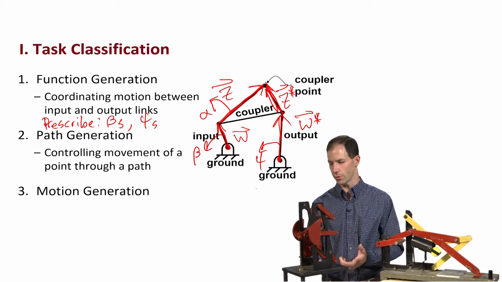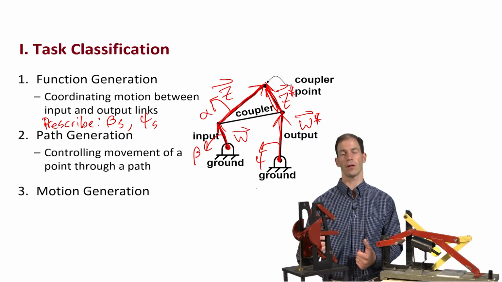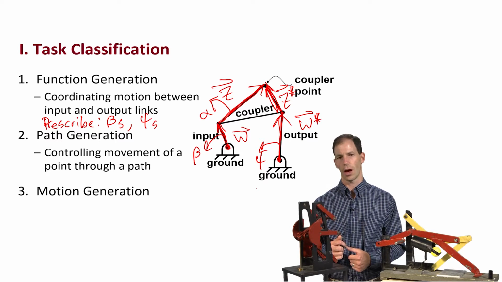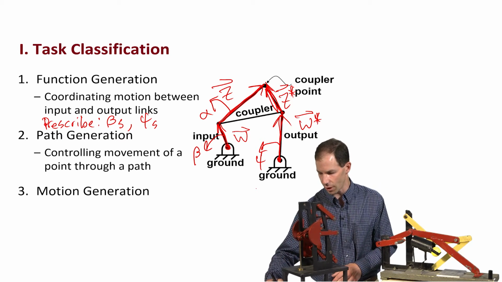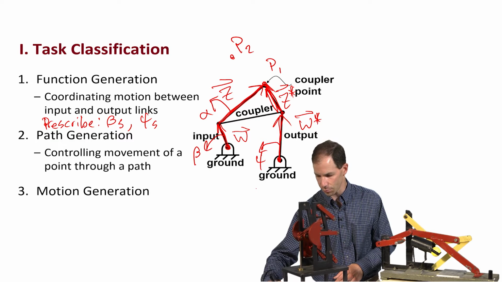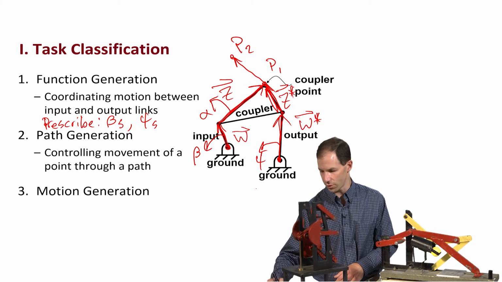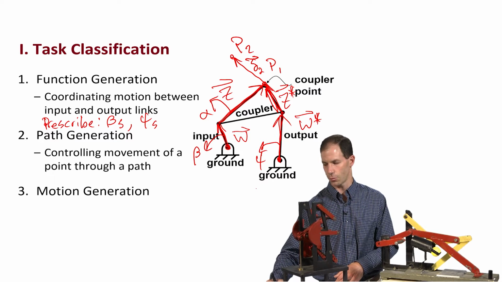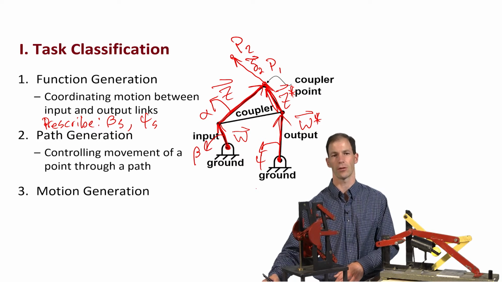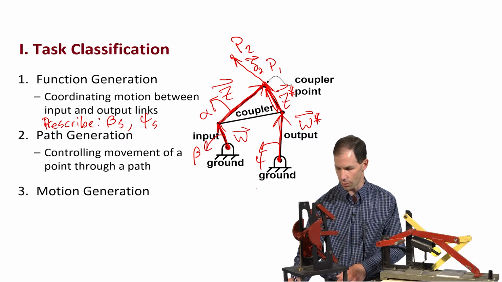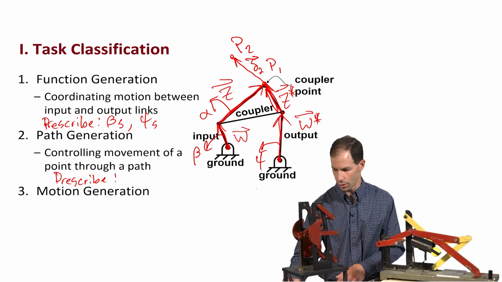And in path generation, what we're doing is we are prescribing the motion of the coupler point. I need another vector to describe that. And so as I go from a coupler point I might call P1 to another point which I might call P2, I then have a displacement vector from point 1 to point 2, and I call that my delta vector. And so I can go delta 2, point 1 to 2, delta 3, from 1 to 3, and so on. So what I'm prescribing here in path generation is the displacement vector delta, and typically deltas.